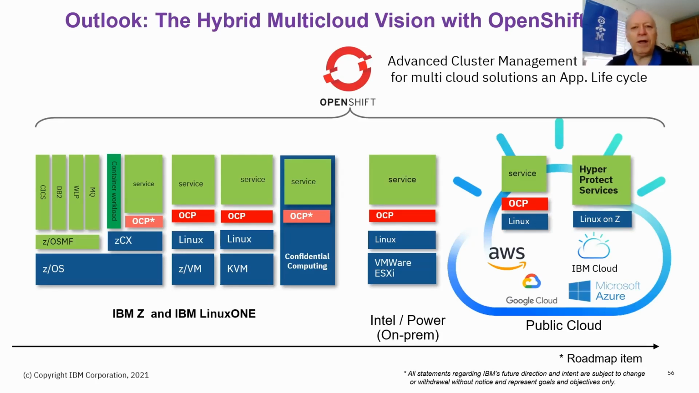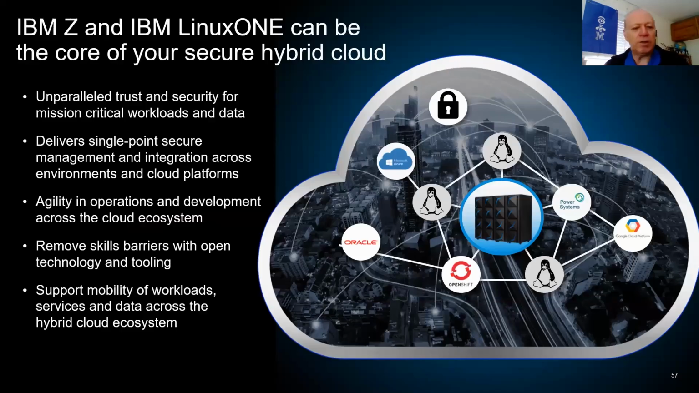And that's where I think the advantages lie, of not just having OpenShift, but also building those environments. With IBM Z and LinuxONE, you can have the core of your secure hybrid cloud, surrounded by different systems. Therefore, unparalleled trust and security: from a single point of security for your data and services on Z, you can extend that, and with OpenShift you can keep the highest security on Z and have the highest scalable environment for your containerized workloads. And you can support whatever you need, from mobility to different environments.